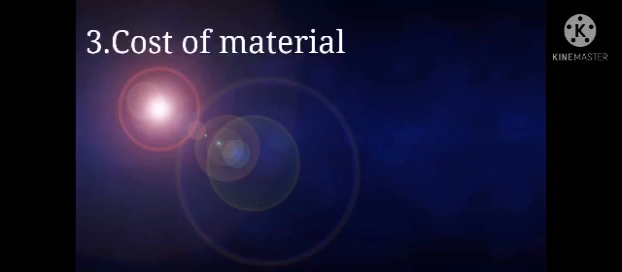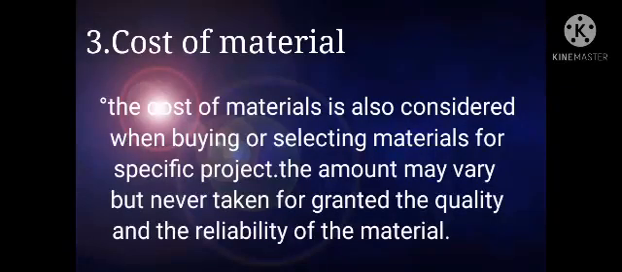And number three, the last one, is cost of material. The cost of material is also considered when buying or selecting materials for a specific project. The amount may vary but should never be taken for granted against the quality and the reliability of the material. We have to consider these questions if we are going to buy a material. Number one question is, will you buy a material which is less expensive but worse in quality? Or will you buy materials which you cannot afford?